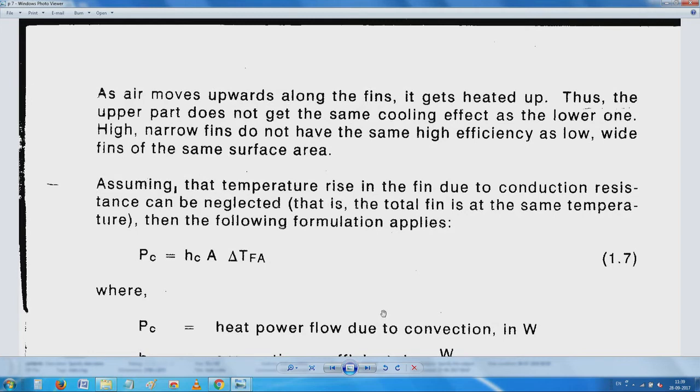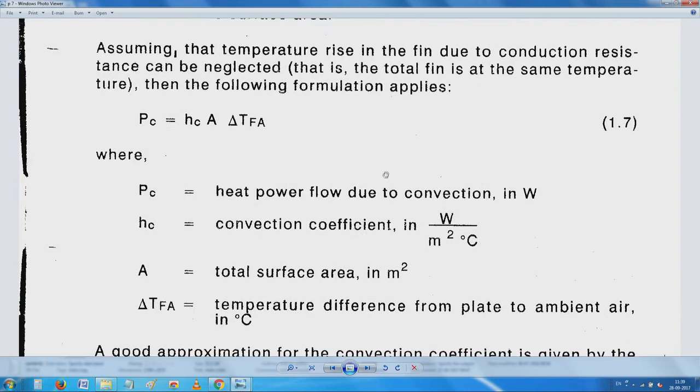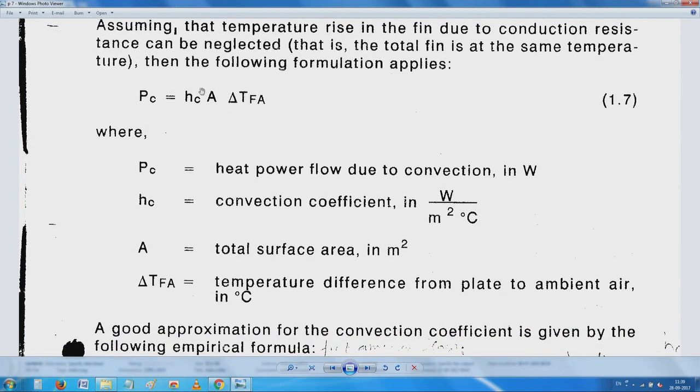As air moves upwards along the fins, it gets heated. The upper part does not get the same cooling as the lower one. High narrow fins do not have the same high efficiency as low wide fins of the same surface area. Temperature drop in the fin due to conduction resistance can be neglected, that is, the total fin is there, and then we end up with one more time Hc here. Just as we had a heat transfer coefficient in conduction, we have a heat transfer coefficient in convection. Our whole problem is how do we get that Hc, the heat transfer coefficient in convection.